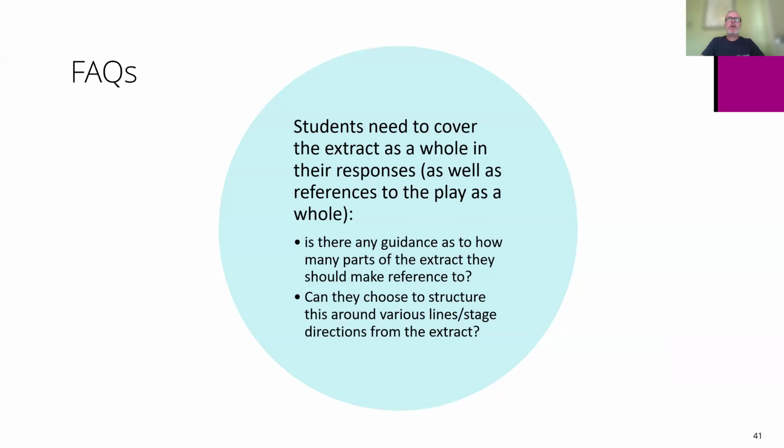In terms of the question around covering the extract as a whole, is there any guidance as to how many parts of the extract they should refer to, and can they choose to structure this around various lines and directions in the task? Well, there's no specific guidance, but the expectation is that they're going to be able to refer to the rest of the play to back up the choices that they're making and how they're communicating. So the example I gave about whether what's happening to the character in this scene is also reflective of what happens to them in the rest of the play. It's worth thinking that this is going to be a regular thing that they're referring to throughout the answer.